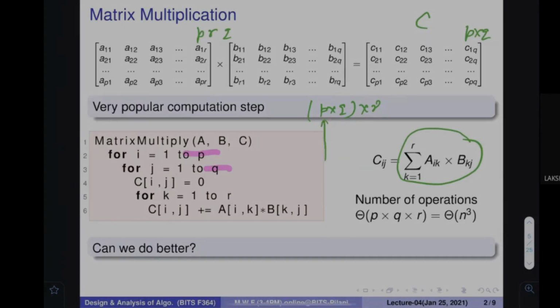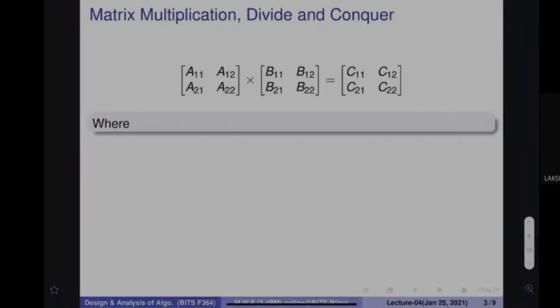We essentially can say that all these values are n. So the total time is going to be order of n cube. So the time taken by this algorithm is order of n cube. Make sense? So can we do better? Is it possible to do it in a lesser amount of time? We want to do that. See if it is possible.